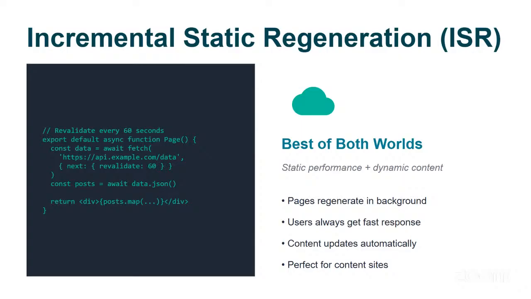So users always get a fast response, and it automatically updates the data, so we get real-time data which is actually correct. For example, if something has changed and we were shown the static site, we wouldn't have up-to-date data, so it will regenerate the site, and we will get the fresh data.